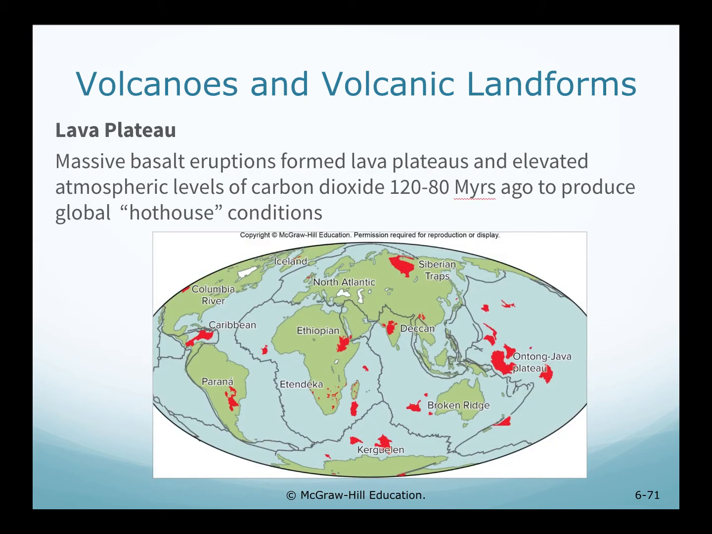See where lava plateaus are located, all these red areas around the world. Massive basalt eruptions formed lava plateaus and elevated atmospheric levels of carbon dioxide from 120 to 800 million years ago to produce global hothouse conditions.